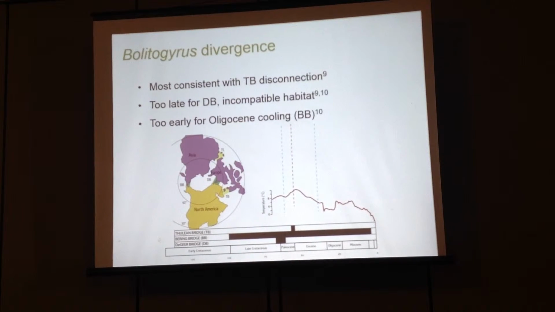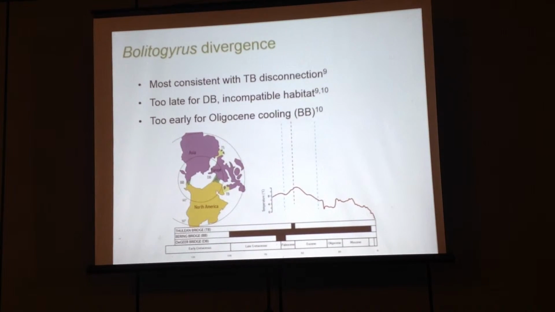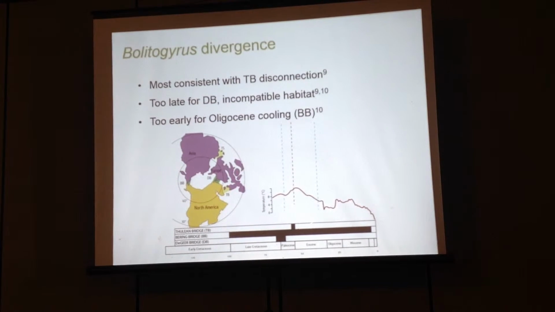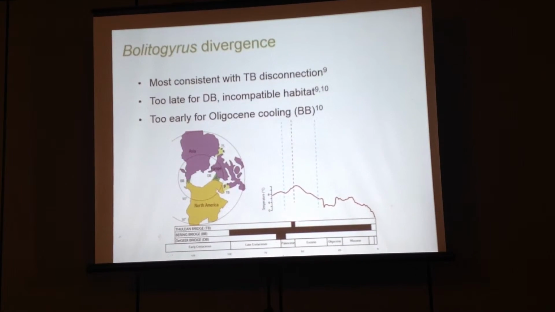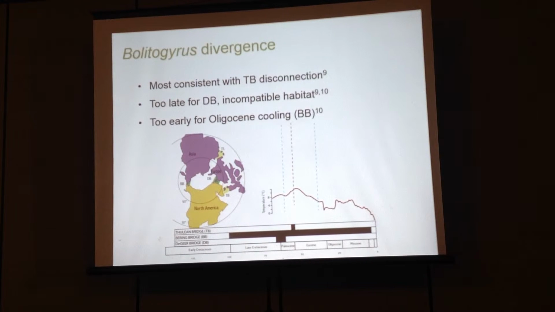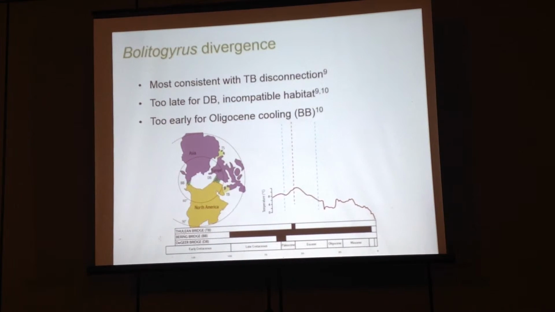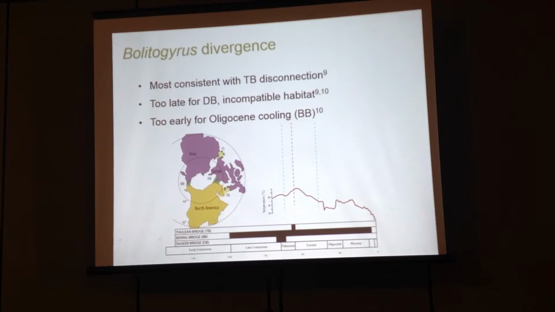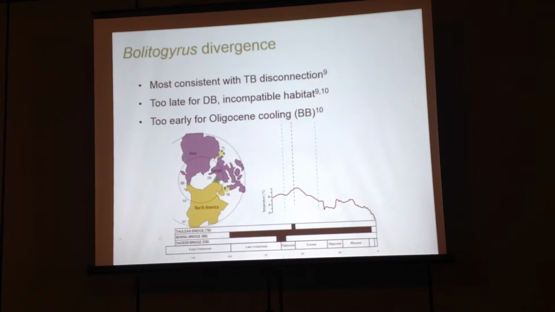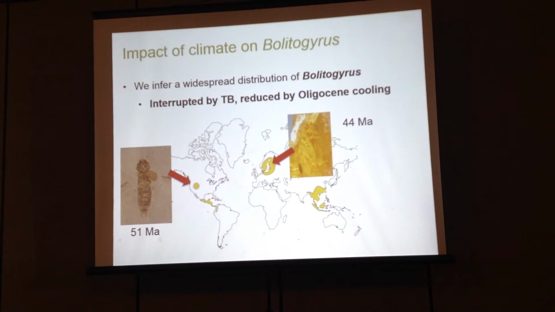So just to show again the pattern that Adam got on this map. This is the end of the warmer Thulean bridge, and this is the divergence time between the neotropical and Asian clade.